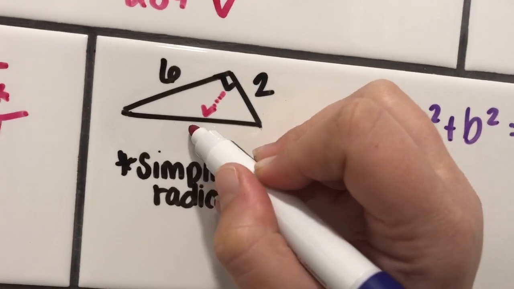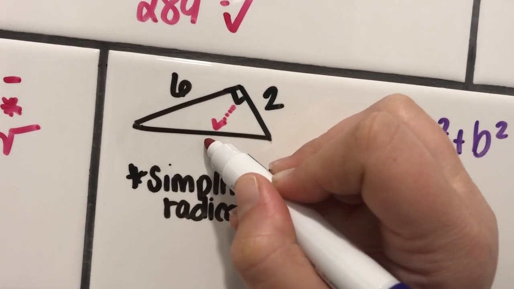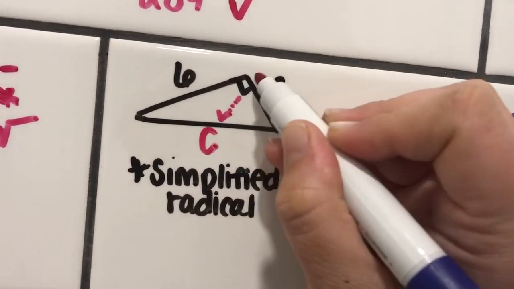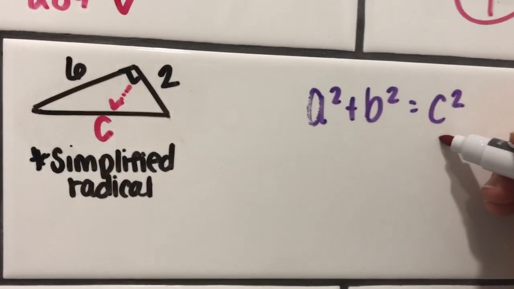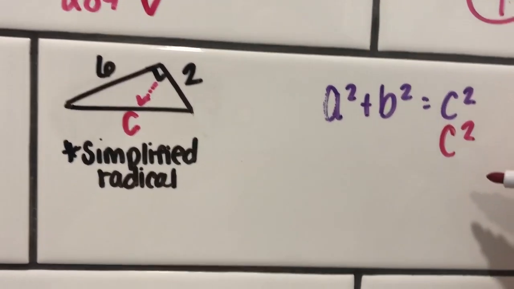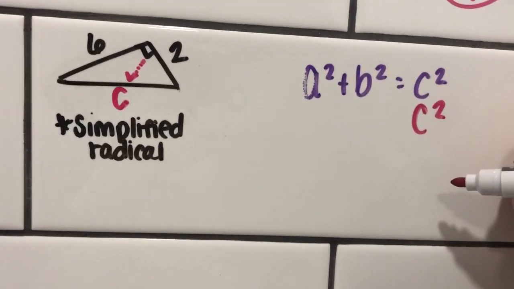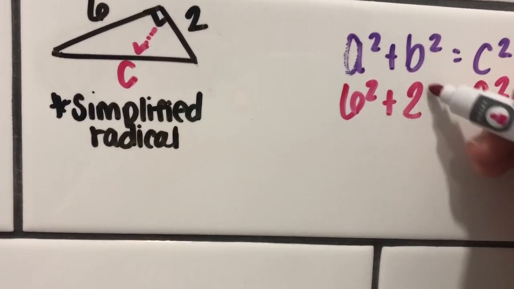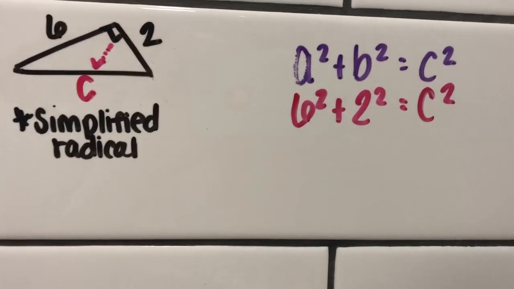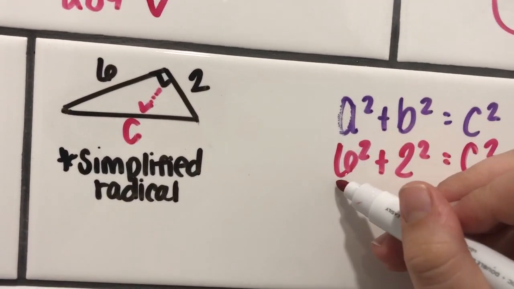I know that because it's this side length that I'm looking for. It's across from the right angle. Therefore, I'm going to keep C as my variable. And I'm going to plug 6 and 2 into A and B. It does not matter what order they're in. So do 6 squared plus 2 squared equals c squared, and I'm going to solve.